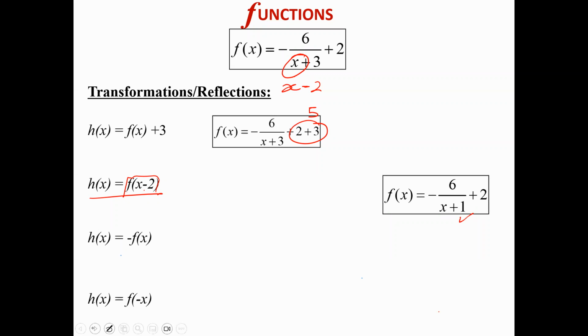f of x is equal to minus 6 over x plus 1 plus 2. Okay, before I put up the answer, let's talk about it in words. What are we doing here? What's happening to f in words before we go into it?